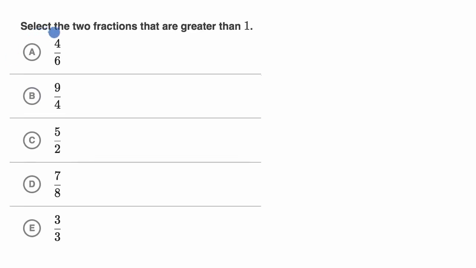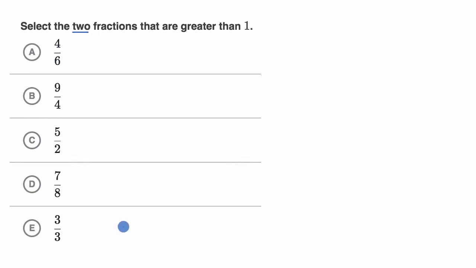We are told: select the two fractions that are greater than 1. So pause this video and see if you can figure out which two of these fractions are greater than 1. All right, now let's work on this together.